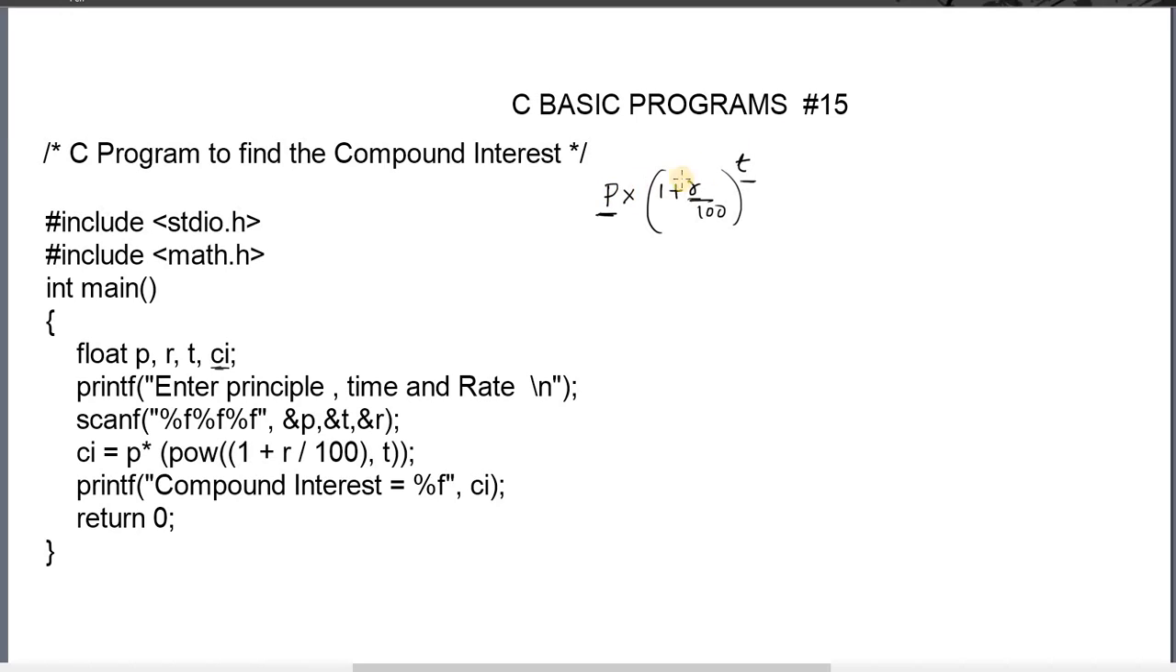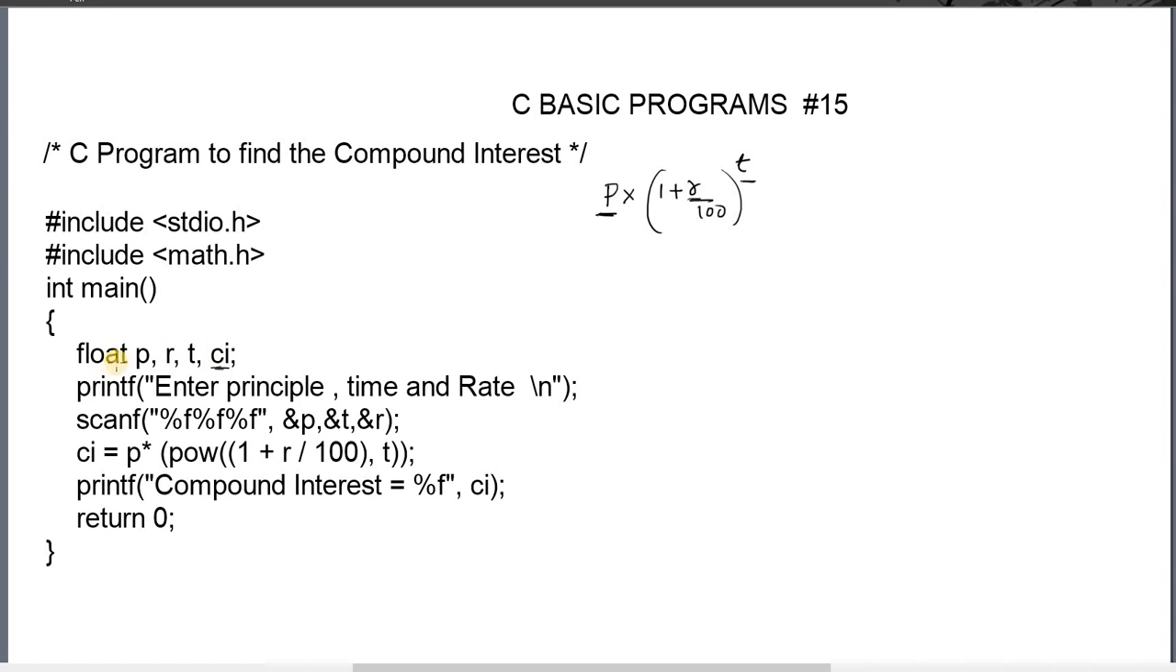In this formula there are three variables. We have to declare three variables in our program also, and the fourth variable Ci, you can declare with any name, but this fourth variable will store the result. The P, R and T variables store the input values, and Ci will store the answer.